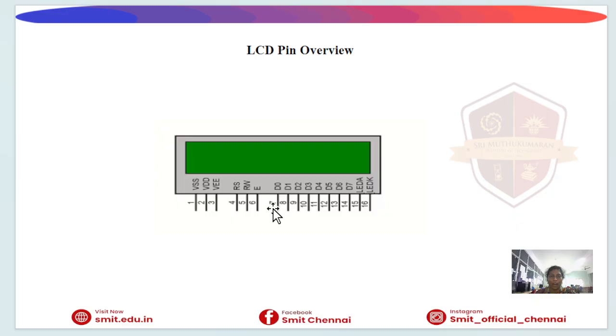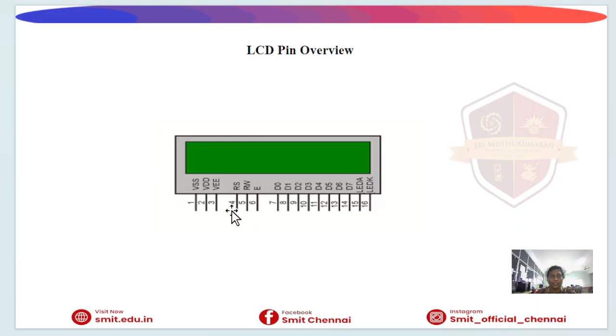So next one is the RS. What is meant by RS? If RS is equal to 0, then it selects the command register, used for commands such as clear screen or cursor positioning. These are the commands for the command register.